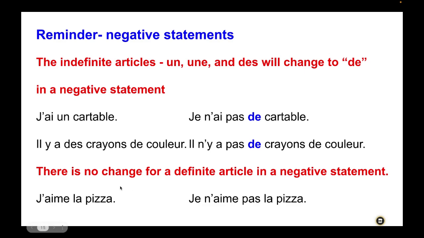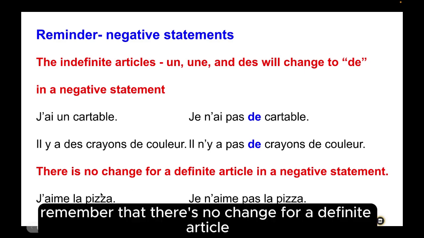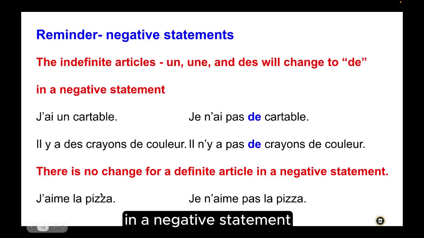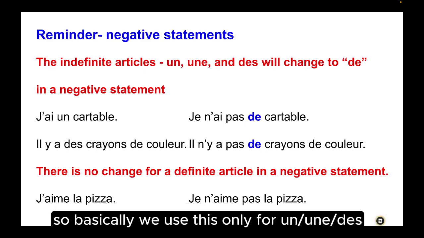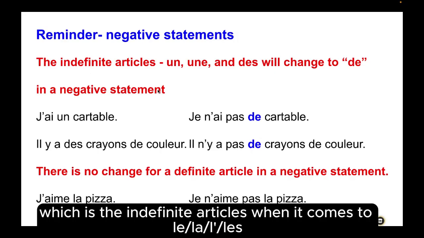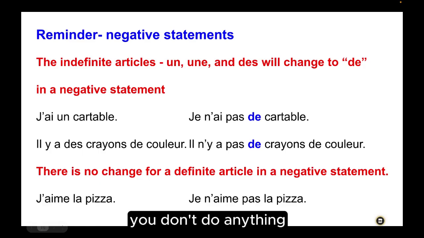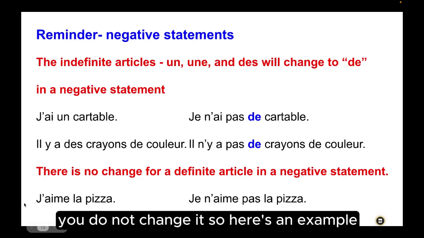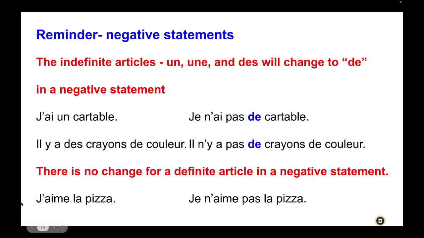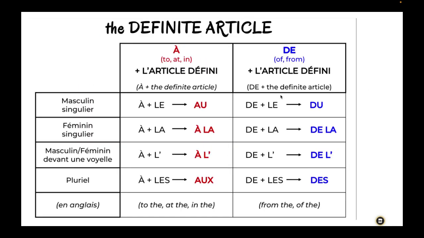And here's one more thing. Remember that there's no change for a definite article in a negative statement. So basically, we use this only for un, une, and des, which are the indefinite articles. When it comes to le, la, l apostrophe, or les, the plural one, you don't do anything. You do not change it. So here's an example. J'aime la pizza. I like the pizza. Je n'aime pas la pizza. I don't like the pizza. So remember, you use it only for un, une, and des.